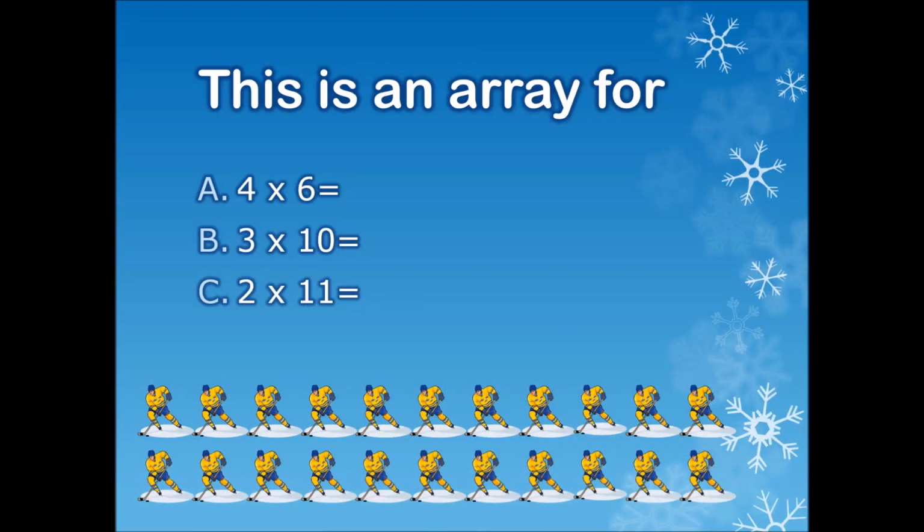This is an array for A, 4 times 6, B, 3 times 10, or C, 2 times 11. You count for yourself. I'll give you a second and then we'll find our answer. The answer is C, 2 times 11. That's like counting by 2 11 times. I hope you got that answer. Counting by 2, 11 times would give me the answer 22.